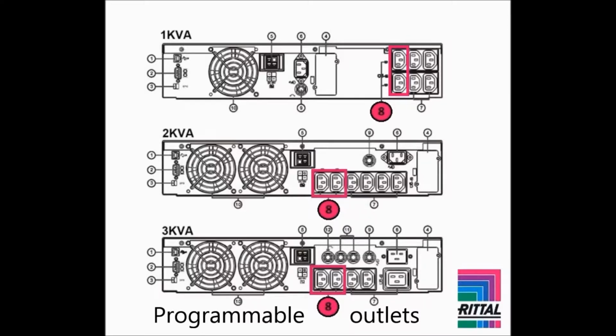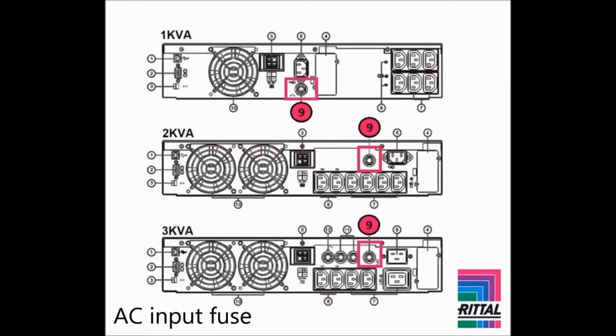The programmable outlets can be used for connection of uncritical loads. These outlets can be configured to automatically switch off when certain conditions have been met. This could prolong the autonomy time for critical loads during a mains power failure. The input of the UPS is protected by a fuse fitted in the AC input fuse holder.